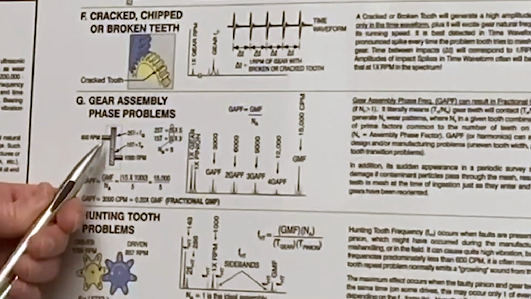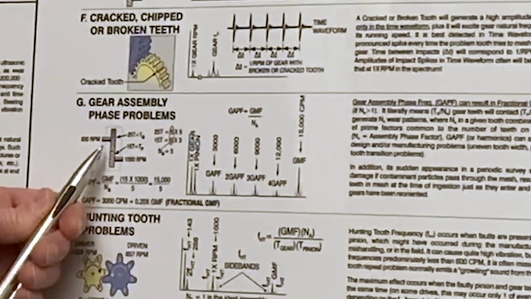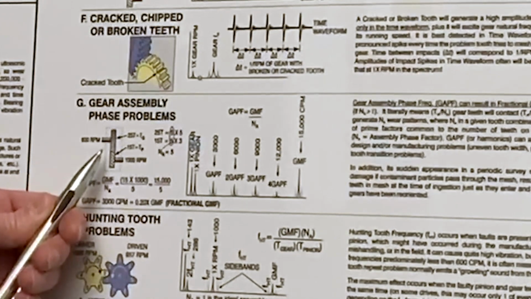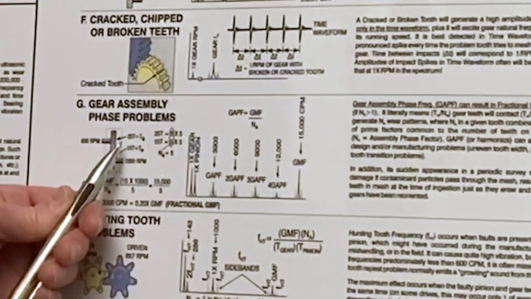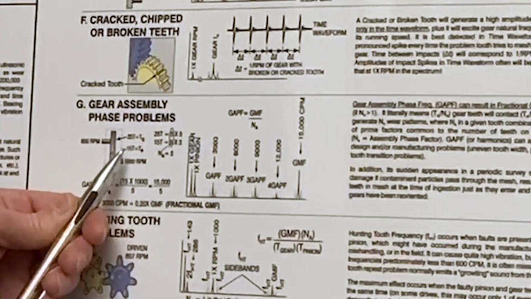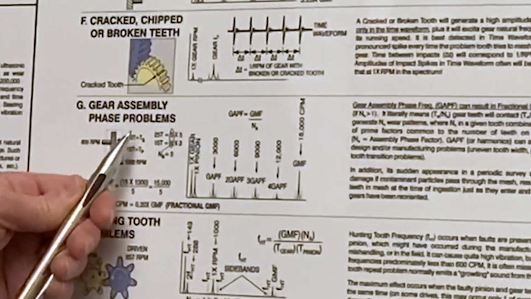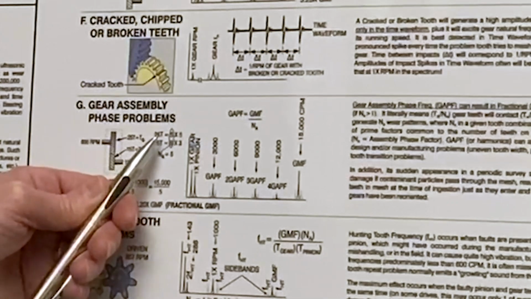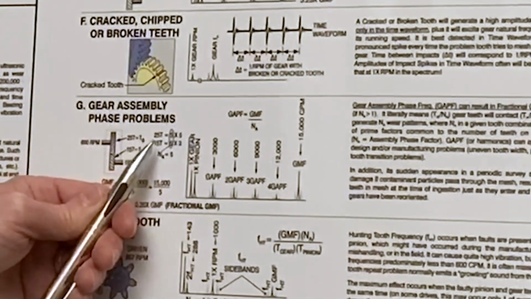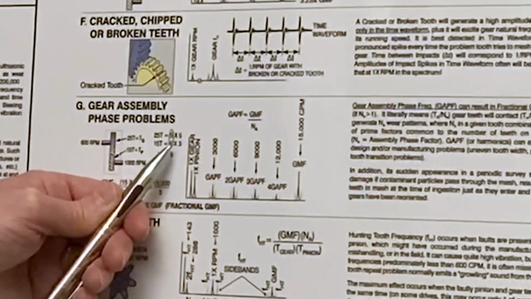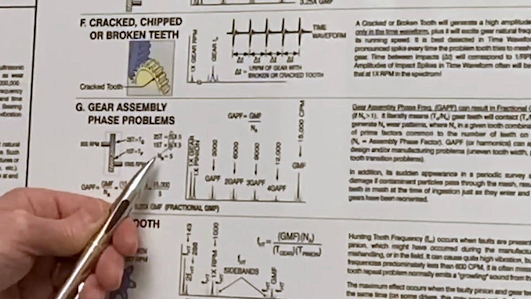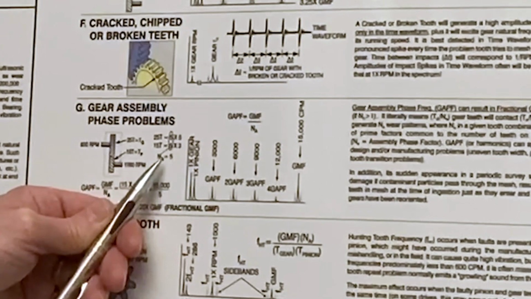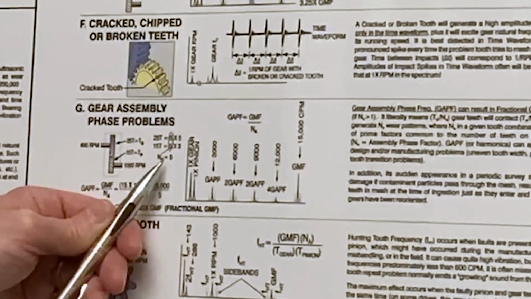Here we have a 25 tooth bull gear and a 15 tooth pinion. So the trouble is that the common factor of 25 and 15 is the number 5. 25 teeth equals 5 times 5, and 15 teeth equals 5 times 3. So if you notice the ellipse around the 5, N sub A, the assembly phase factor for this combination, would be 5.